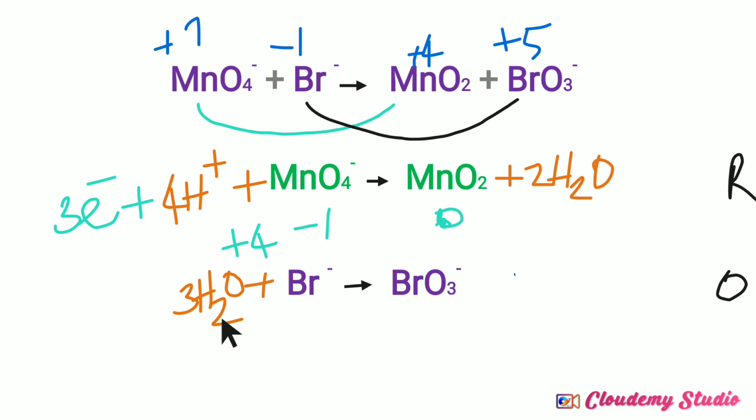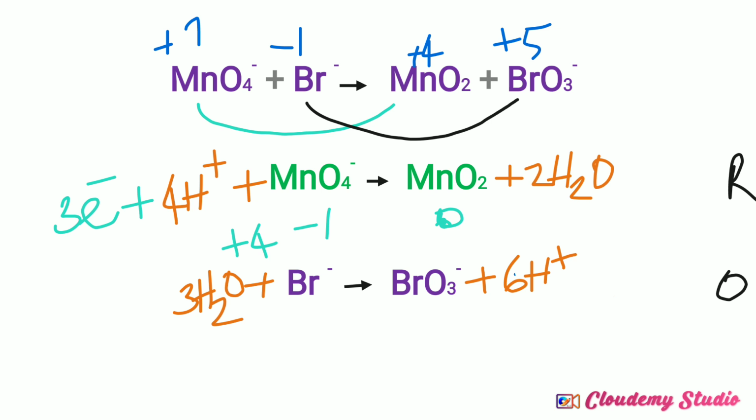After adding 3 molecules of water, on the left hand side, how many hydrogen atoms are there? 3 times 2, 6 hydrogen atoms. But on the right hand side, there are no hydrogen atoms at all. So in order to balance the hydrogen atoms, we need to add 6 hydrogen ions on the right hand side. That I am adding now. 6 hydrogen ions are added on the right hand side.